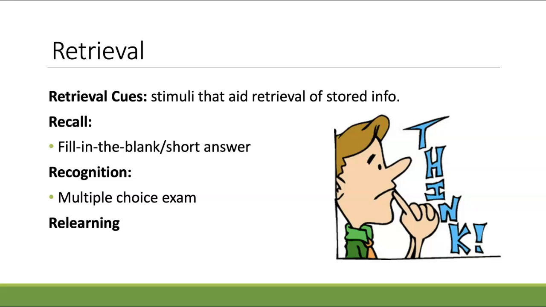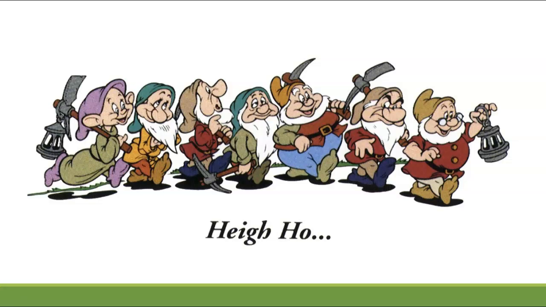So if I show you this, and I ask you, what are the names of the 7 dwarfs? This is a test of recall because there aren't any retrieval cues. Technically, you could use their faces as an idea, but other than that, there aren't any retrieval cues to tell you what the names are.